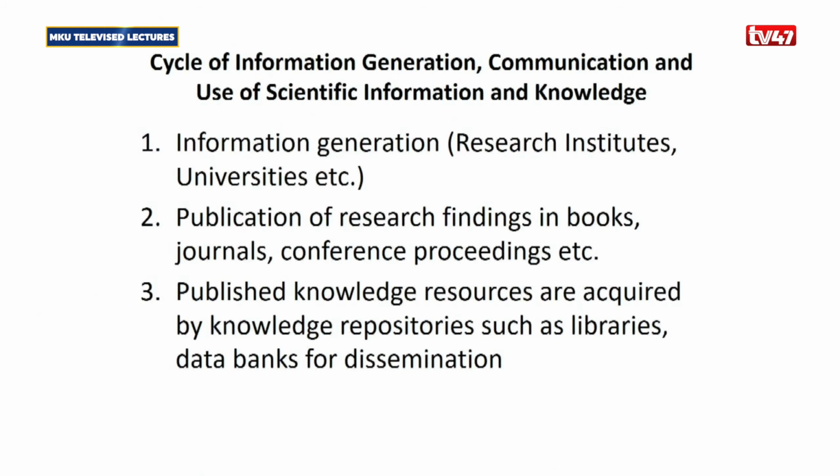And the cycle of information generation, communication, and use of scientific information and knowledge begins actually with the information generation, whereby we have research institutes, universities, agricultural societies, and so on involved in information generation. Then there is publication of research findings in books, journals, conference proceedings, and so on. Then the third step is published knowledge resources are acquired by knowledge repositories such as libraries, data banks for dissemination.